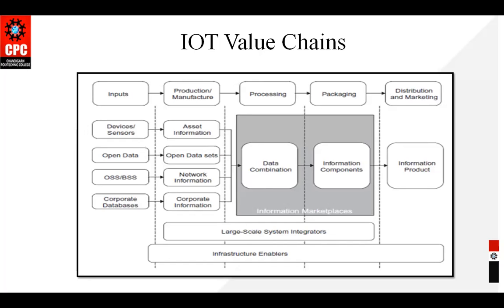Whereas in the case of M2M, it was just the five stages that any data needs to undergo to convert into information. That was production, manufacture, processing, packaging, and distribution and marketing. Now in this case, depending upon the type of devices that are connected across the network, the data has to undergo different stages in order to be finally converted into some useful information.